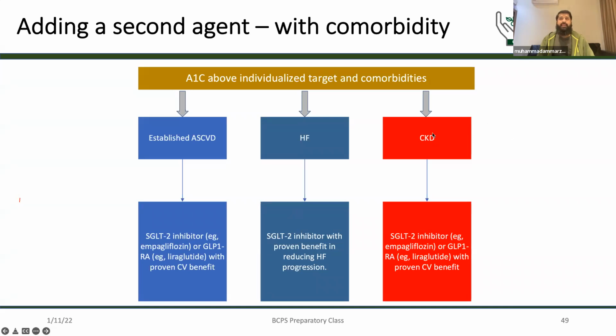If the patient is diabetic and has chronic kidney disease, then you should consider either sodium glucose transporter 2 inhibitors or GLP-1 receptor agonists, for example, liraglutide.